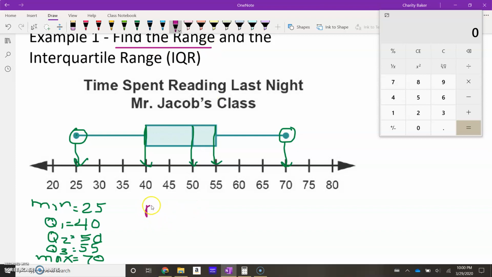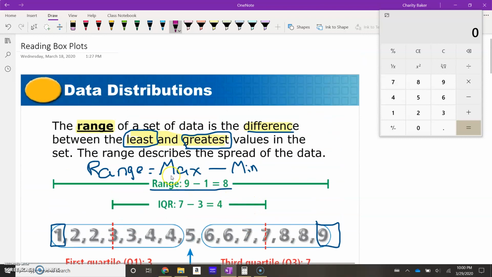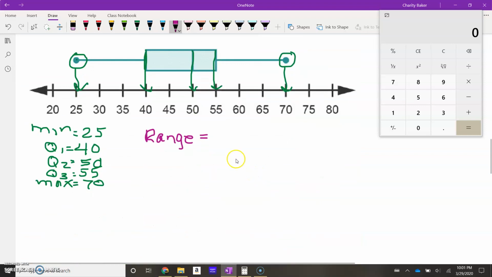Let's do that first. Range. Do you remember the little formula I gave you from up there? Range is what? The very first one up here. Maximum minus minimum. So we need the maximum number. What's the maximum? 70. Minus the minimum number, 25. And so that should be, we use a calculator, 70 minus 25 is 45. So the range is 45.